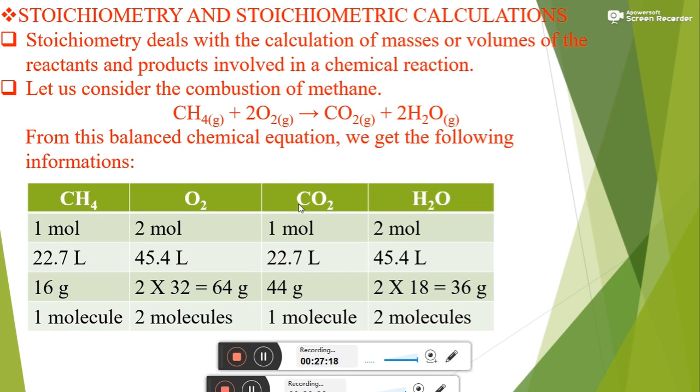Then carbon dioxide: 1 carbon, 12, plus 2 oxygen, 16 twice is 32. 32 plus 12 is 44 gram of carbon dioxide produced. Now for water, 2 hydrogen, so 2, plus 1 oxygen, 16. 2 plus 16 is 18. And there are 2 moles of water, so 2 times 18, which is equal to 36 gram of water. So this is another piece of information we are getting: 16 gram methane reacts with 64 gram oxygen to form 44 gram carbon dioxide and 36 gram water.